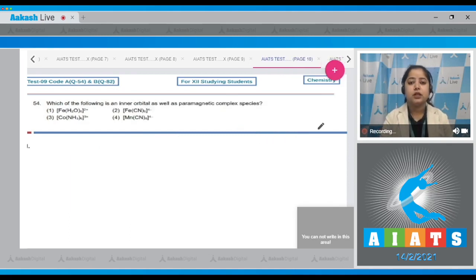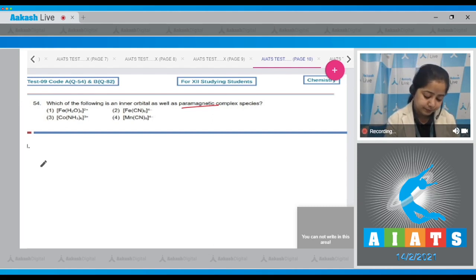Moving to next question, which is question number 54. Let's read it. Which of the following is an inner orbital as well as paramagnetic complex species? Let's start. Student, first of all, I'm telling you that the species which has unpaired electrons are paramagnetic in nature. And for inner orbital, the hybridization of the central atom in the complex must be d2sp3. In that case, we call the complex an inner orbital complex.